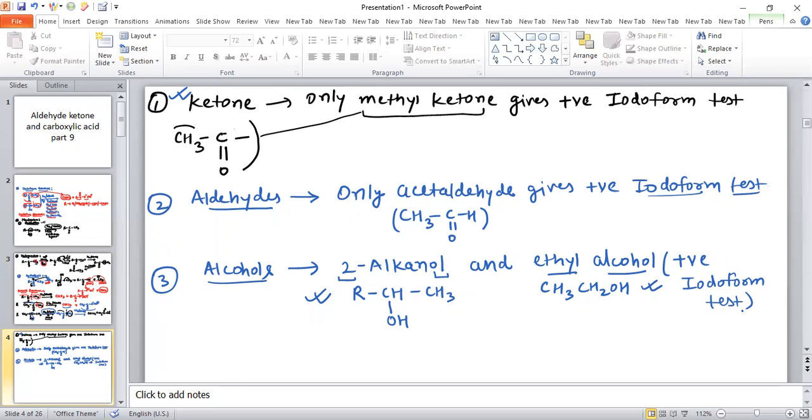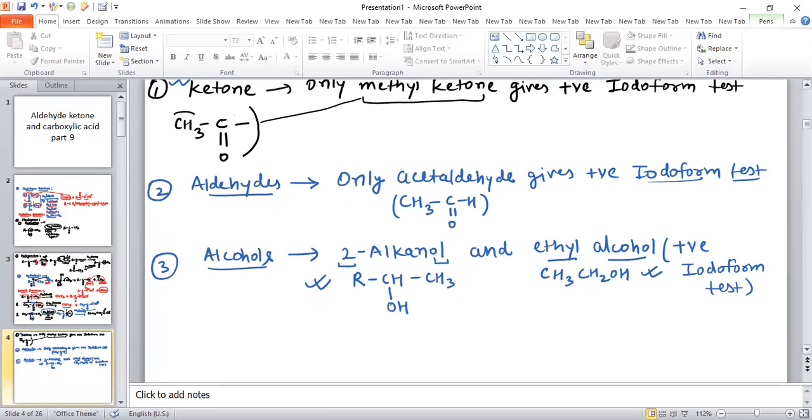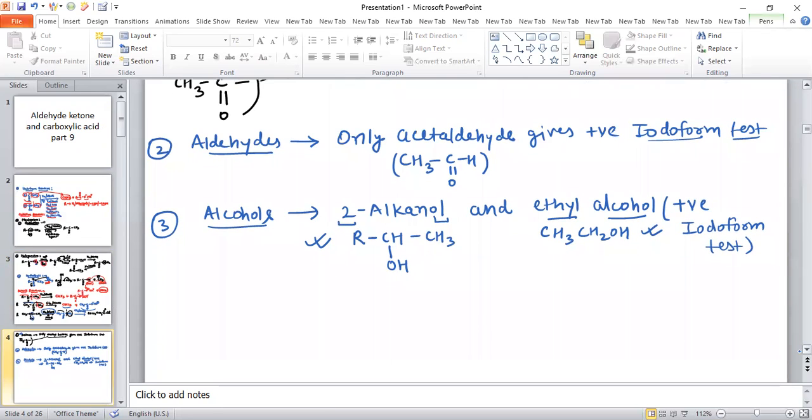Now we are going to discuss the fourth category of compounds for the iodoform test, which is halides. Let's see which halides will give a positive iodoform test.